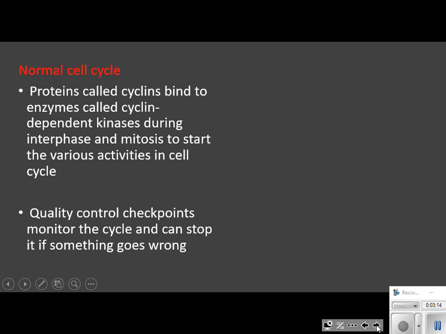We have what we call checkpoints. Okay, it's listed right there, quality control checkpoints. I was right, I just looked. That is sodium iodide I used. Quality control checkpoints. They monitor the cycle and can stop it, meaning the cycle, if something goes wrong. So we have these checkpoints on the cell cycle, and if something bad happens, these checkpoints will prevent the cell cycle from going any further.